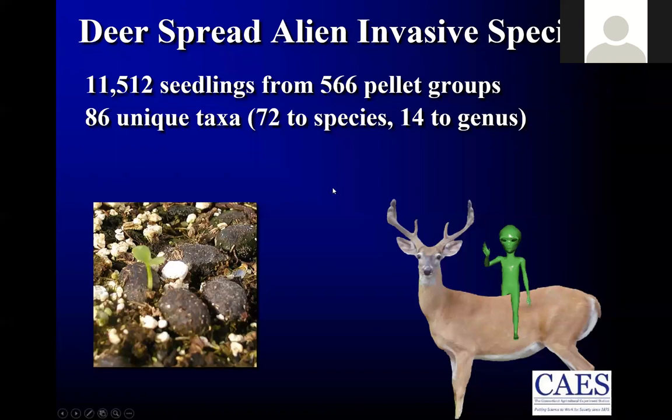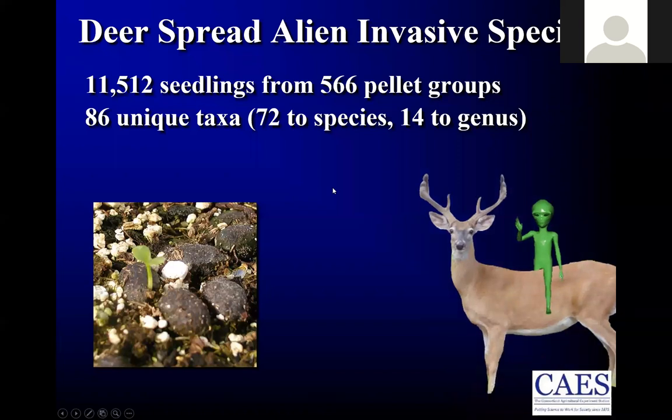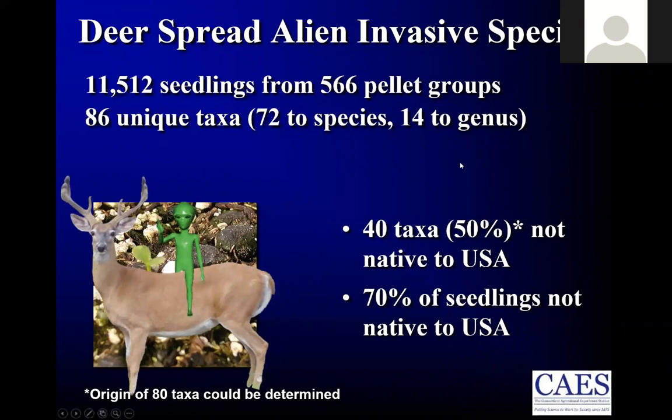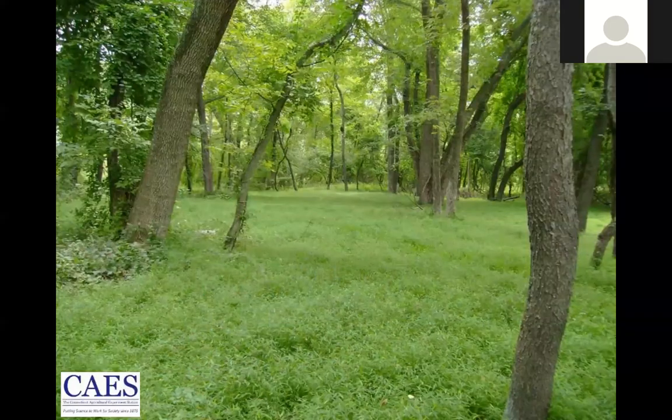86 different taxa were growing out of deer pellets. And the scary thing is, the majority of the taxa and the majority of the seedlings were not native to the U.S. So most of what deer are spreading across the landscape are non-native species. And one of the scarier ones they're spreading is Japanese stilt grass. Probably those of you in the north haven't seen it yet.